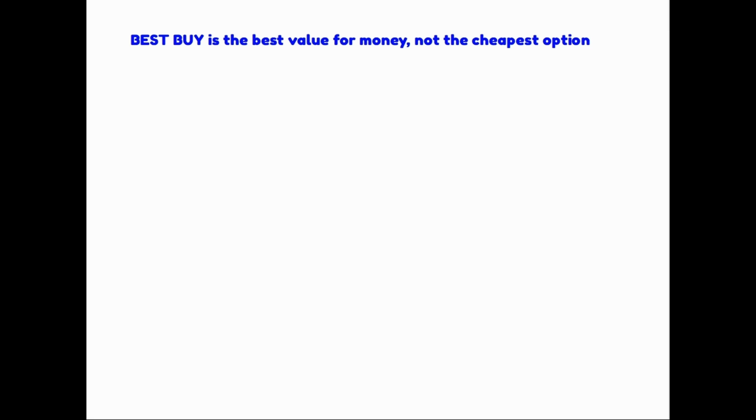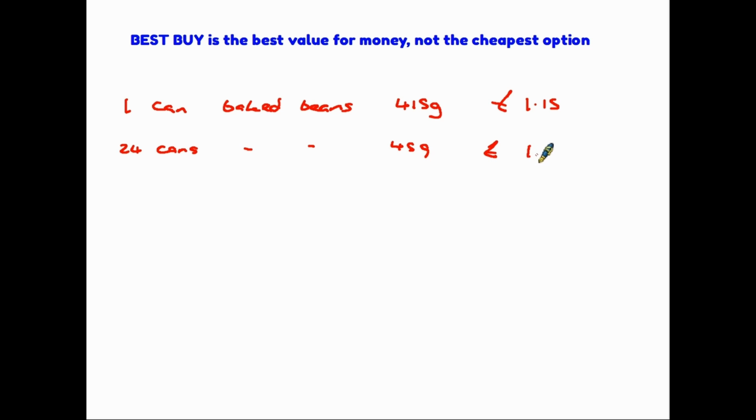Probably the best way to start is to look at an example of how this can work. So I've just been on the internet and I have just found the price for one can of baked beans. Now, baked beans, they come in cans of 415 grams. The price I found for one can was £1.15. But I also had a look to see what price if I were to buy 24 cans of baked beans at 415 grams. And I found the price for that was £19.65.